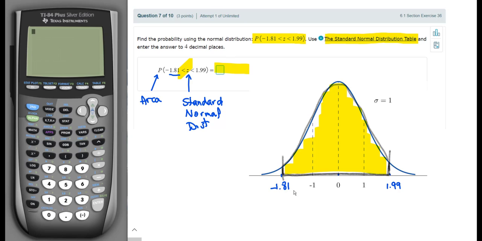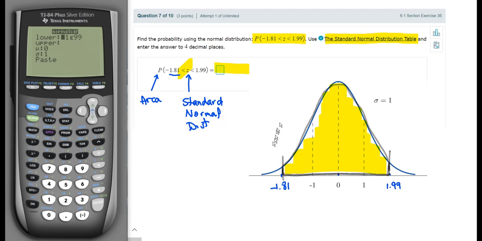What the calculator is going to require from you is, let's go to the application. In order to get access to distributions, I need to go to second and then vars, that's to access the distribution menu. And once I'm in the distribution menu, I'm going to use the second one, which is normalcdf, normal cumulative distribution function. So I enter. It's always asking about the lower, upper, the mean, and sigma.